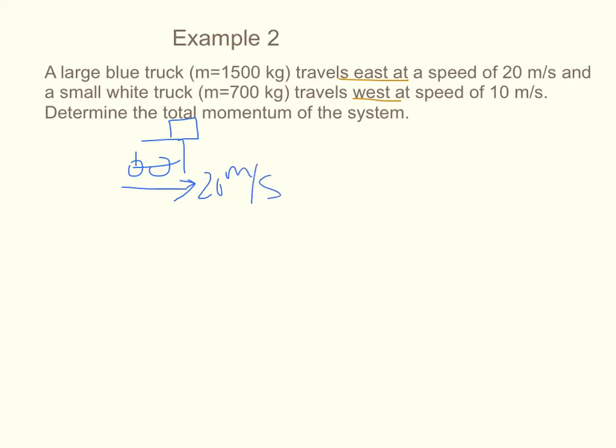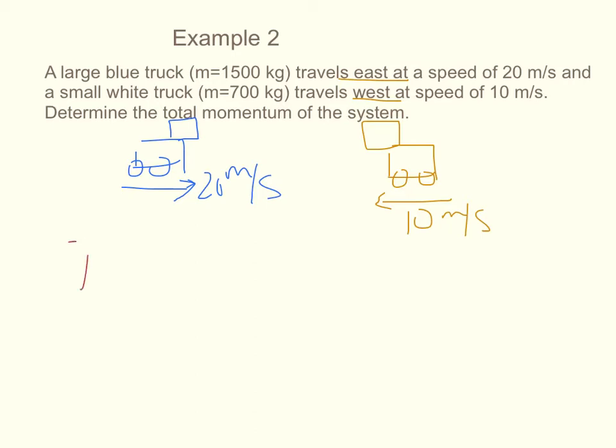And then we have a white one. You can't see white, so I'm going to make it orange. So an orange truck traveling west at 10 meters per second. So the total momentum is not just going to be the addition of them, but rather one has a positive momentum, one has a negative momentum, so we do have to take those into consideration.